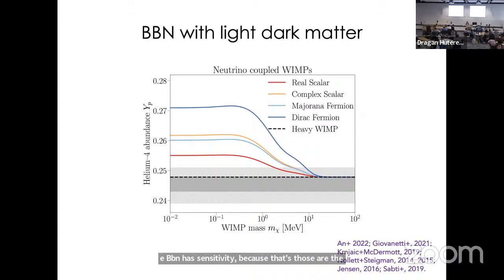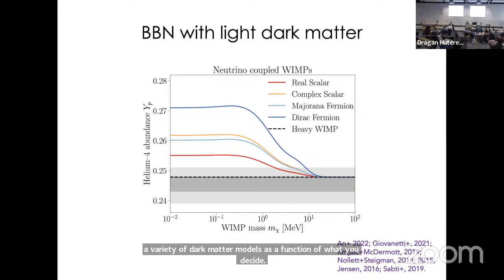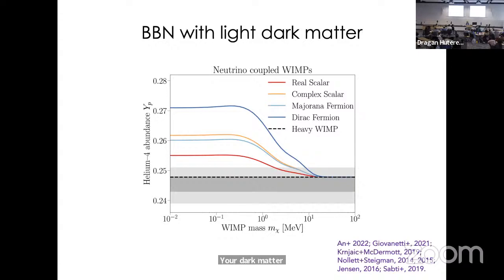Okay, and here are the yields of helium that you get for a variety of dark matter models, as a function of what you decide your dark matter mass to be. So notice one more time, if dark matter is really heavy, much heavier than 10 MeV, you just don't change the abundance of helium from the standard value. If it's lighter than that, depending on what the mass is, you do end up boosting the helium abundance, like we talked about a few minutes ago.